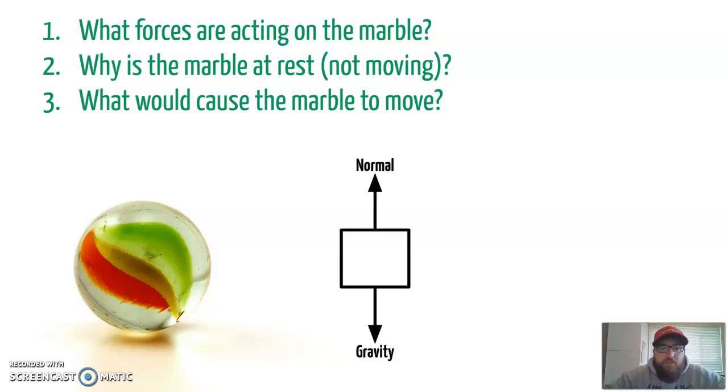And that answers question number two. Why is the marble at rest? Why is it not moving? Because the forces that are acting on it are all completely balanced. So it is at rest. And what would cause the marble to move? Well, an object at rest tends to stay at rest until acted upon by an unbalanced force. So it would take some sort of unbalanced force to cause this marble to move, whether that's an applied force that goes to the left or the right, or maybe we remove the surface and then there's no more normal force, so it falls due to gravity. Whatever it is, we need an unbalanced force to move that marble.